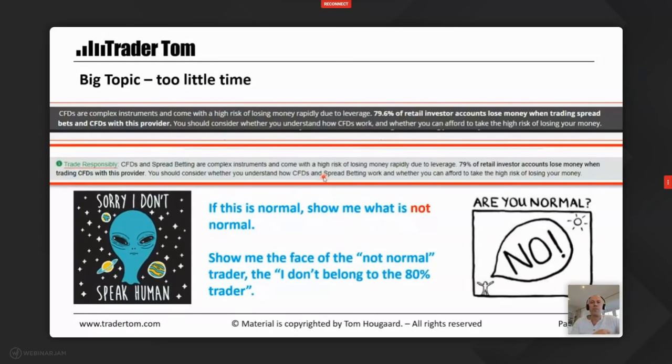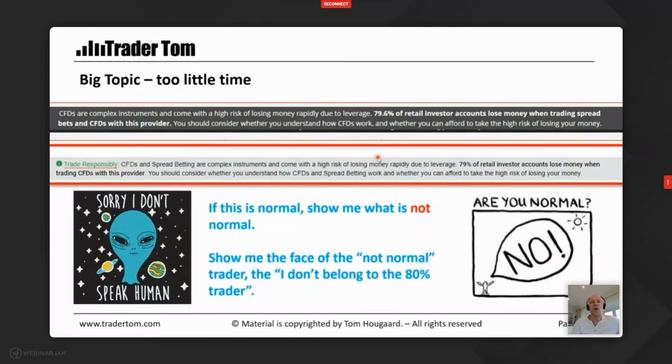Depending on the broker that you're trading with, you can go to virtually any broker's official website, and you will see that their risk disclaimers state that 79, 80% of all their clients are losing money. So I just grabbed a couple of brokers' risk disclaimers. This one is 79.6%. This one is 79%. But here's the thing. This seems to be the norm. It's normal that people lose.